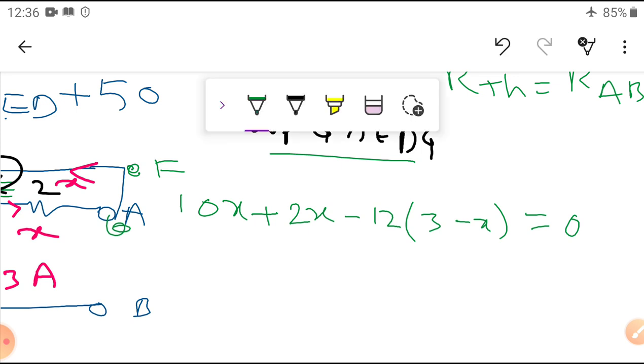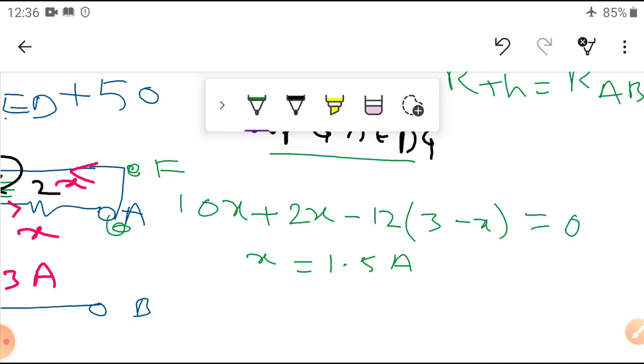After simplifying this, 10x plus 2x plus 12 into 3 minus 3x, by simplifying we are going to get x equal to 1.5 amperes. Dear students, this is very simple, but to save time, I am just calculating this value.